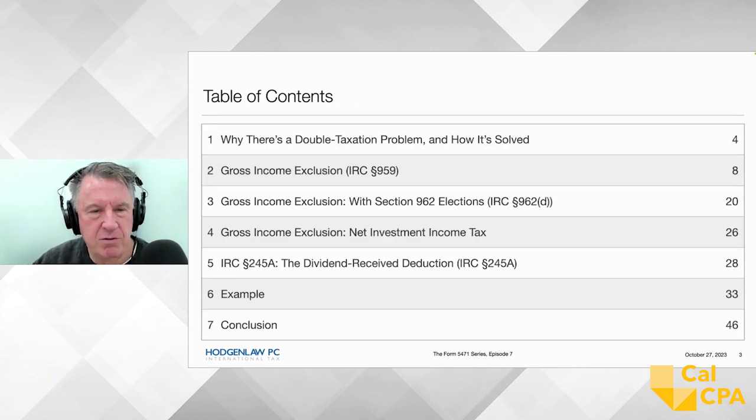Table of contents: we're going to talk about why there's a problem. There are 2 solutions that we're going to talk about today. So we're really not going to talk about money. We're going to be talking about the plugs in the holes that Congress has put in the Internal Revenue Code, a gross income exclusion and a dividend received deduction. And then I'm going to walk you through a quickie example.